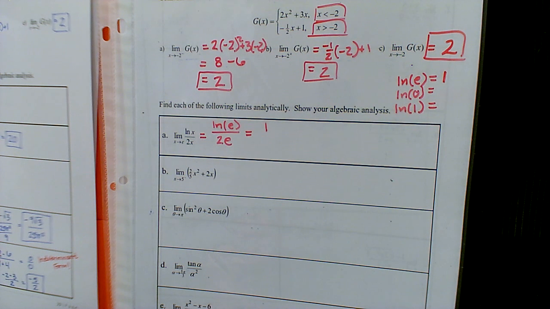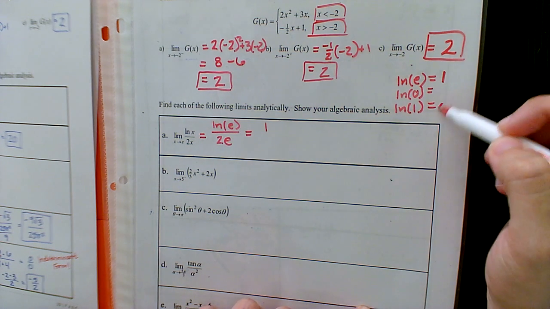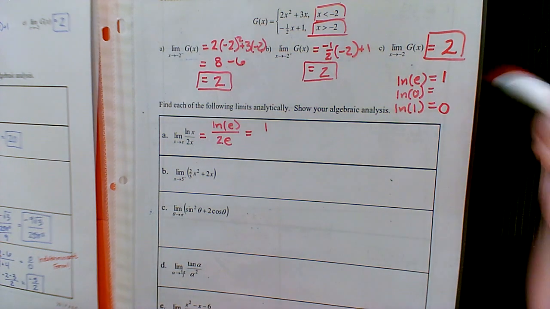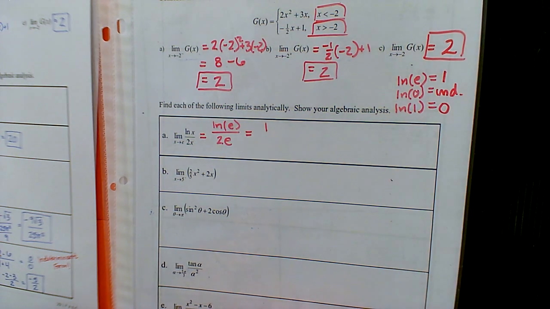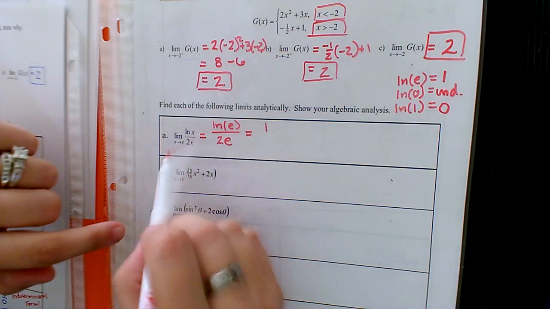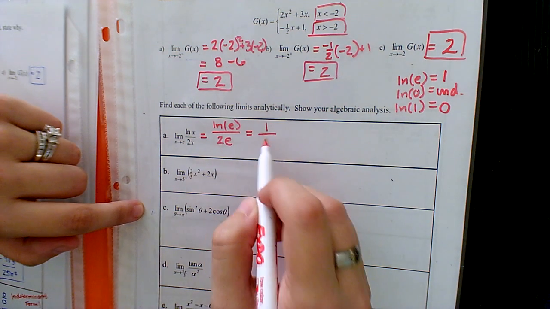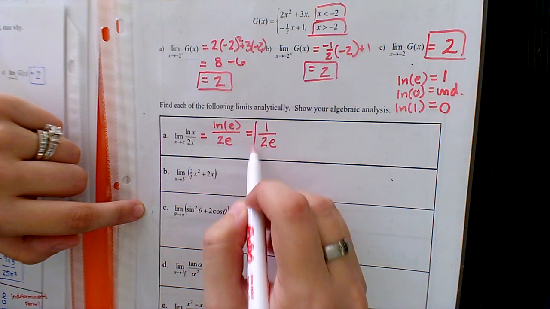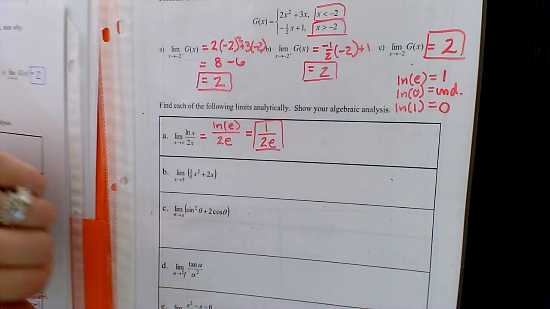What about the natural log of 0 or the natural log of 1? It's a little tricky. Okay, the natural log of 1 is 0, and the natural log of 0 is undefined. Those are 3 natural logs we have to become familiar with. So in terms of this limit, after we use direct substitution, looks like we get 1 over 2e. Now we can't simplify that any further.